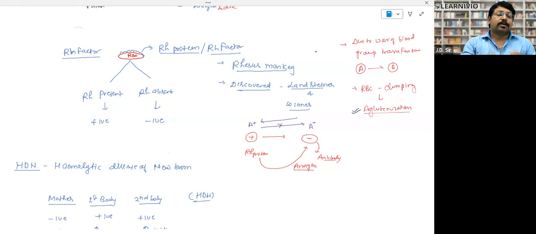What will happen? The blood cells will clump. They will stick with each other, clumping. This is called clumping. This clumping of blood will take place and a person will die. This clumping reaction is known as agglutination.